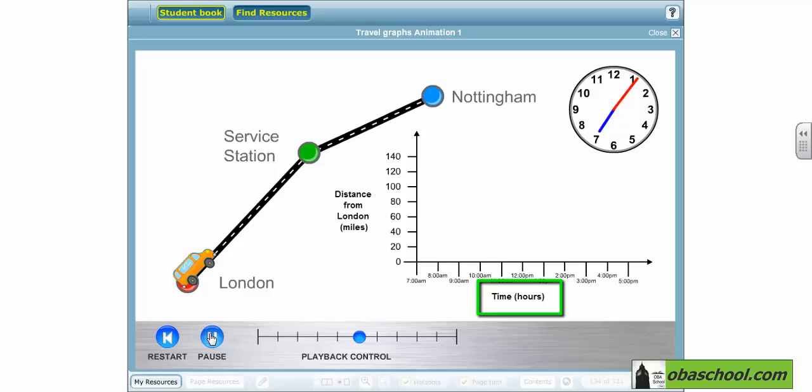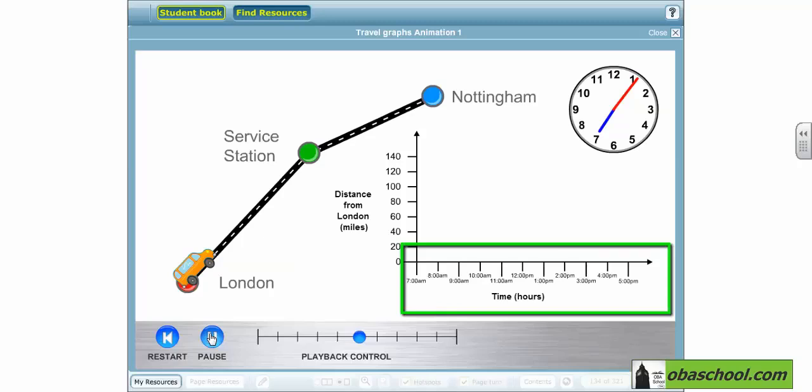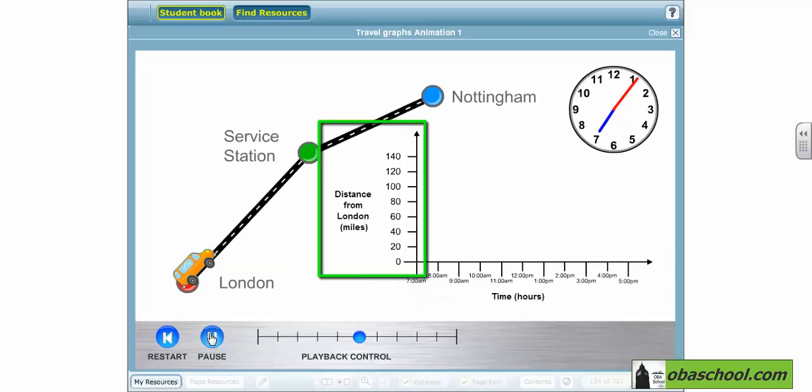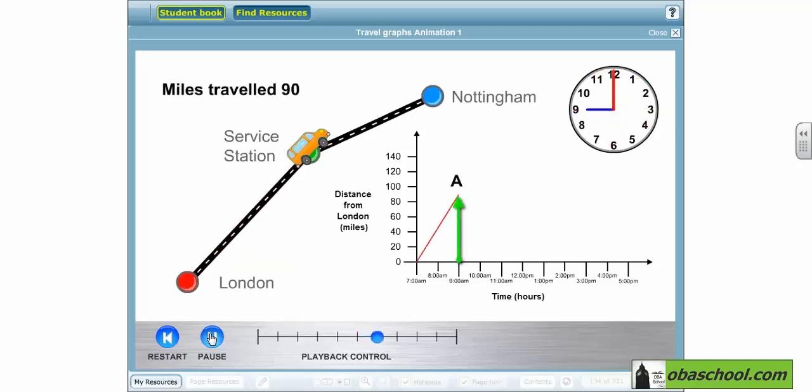We have the time in hours on the x-axis and the distance from London in miles on the y-axis. Each square on the x-axis represents 1 hour, starting from 7 a.m., and each square on the y-axis represents 20 miles, starting from 0. The first point is at 7 a.m. The displacement was 0, and then we have an increasing straight line from 7 a.m. to 9 a.m. till it got to 90 miles.